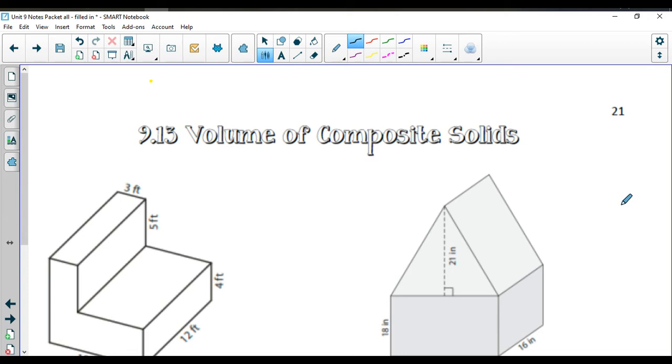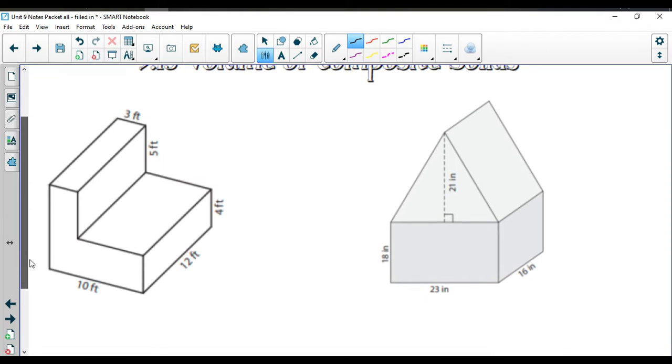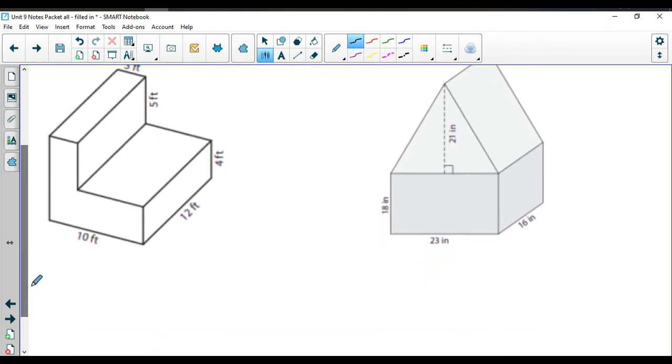Final lesson of this unit is starting on page number 21. It's 9.3, volume of composite solids. So what we're going to do today is we're going to see solids that have bases that are not just a straight up polygon, not just a single polygon. So it's kind of like our compound area problems that we saw in our last unit.